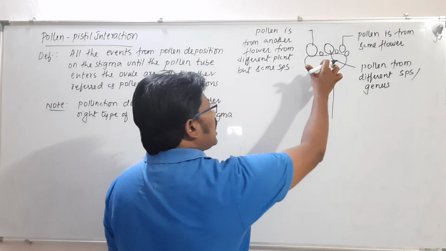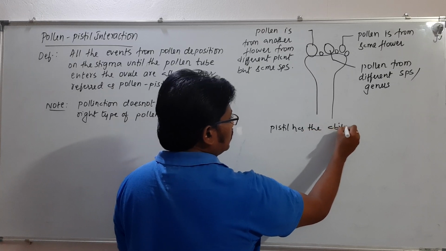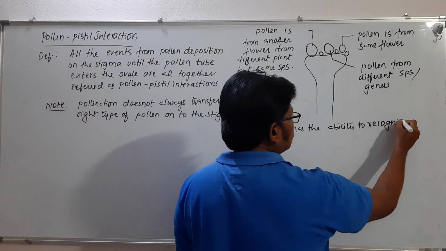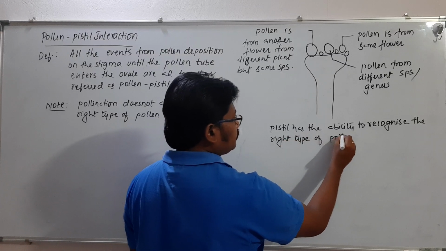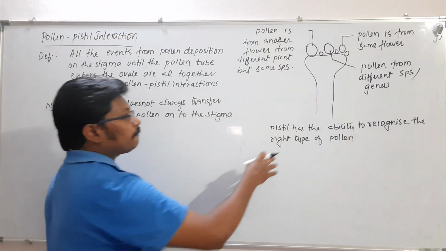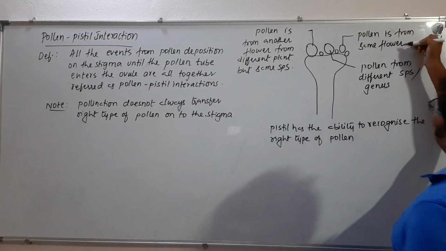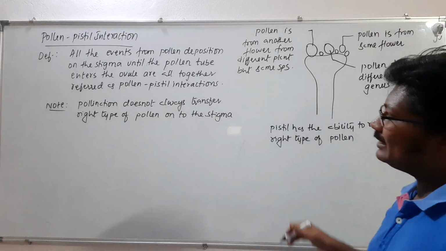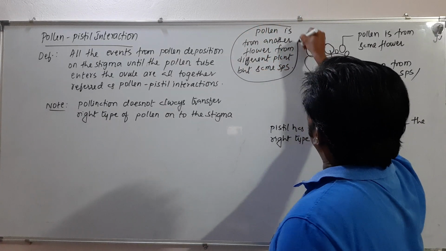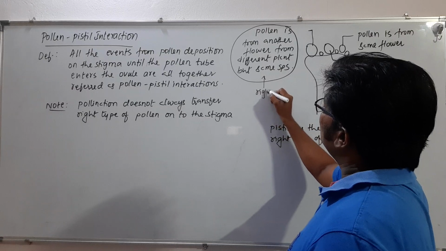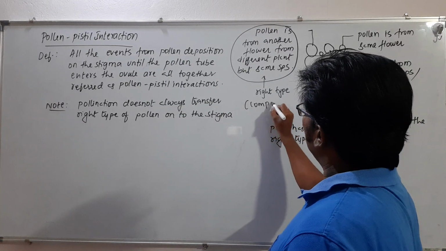So like this there will be so many types of pollen grains from different sources that will come and settle on the stigma here. And the pistil has the ability to recognize the right type of pollen. Now if the plant is undergoing self-pollination, in that case the pollen from the same flower will be of the right type. In this case I am considering xenogamy, and based on that the pollen from another flower from a different plant of the same species, I'll consider it as the right type, which I call compatible.